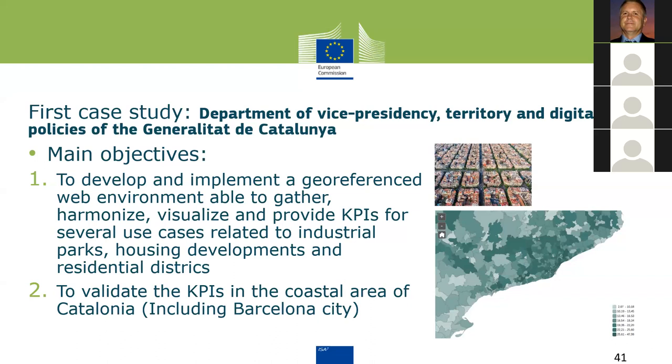And the second main objective is to validate this web platform and also the KPIs in the coastal area of Catalonia, of which on the right side you can see a map. So the coastal area includes from Tarragona, which is at the bottom, to Girona, and of course, including Barcelona City. Go on, please.